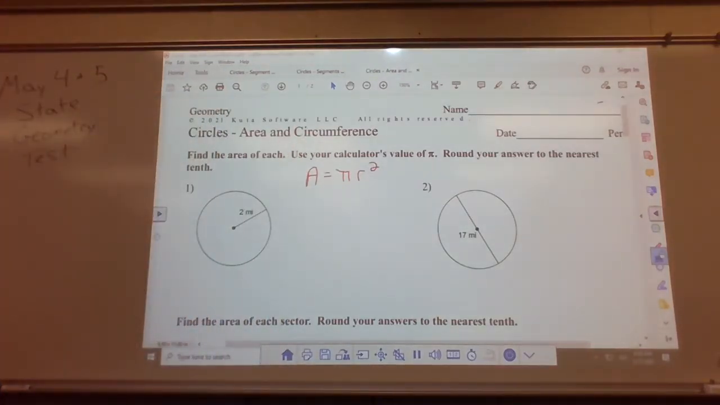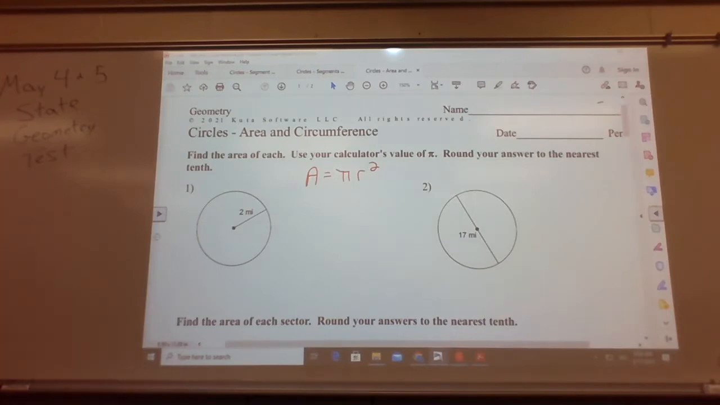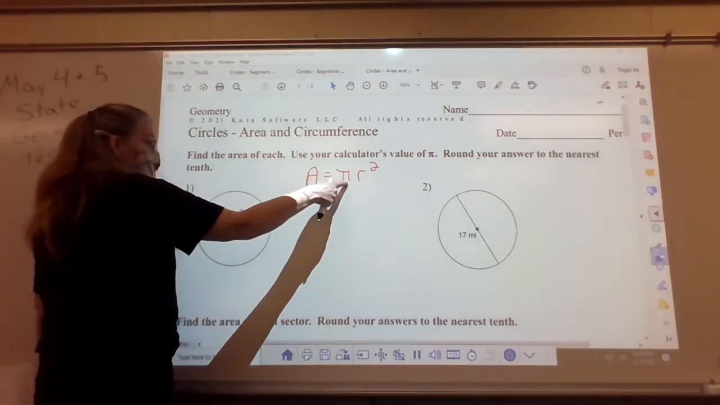Now, because of the state test that we're still going to have to take, sometimes on the state test they leave it in terms of pi. Sometimes they go ahead and multiply it out. So I'm going to have you do two different answers. The first answer, we're going to leave pi just in terms of pi. Then we're going to go ahead and multiply the pi out. So pi, I'm just going to leave this symbol.